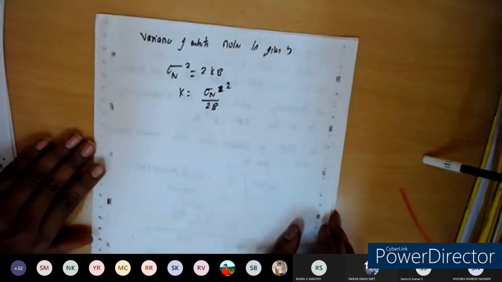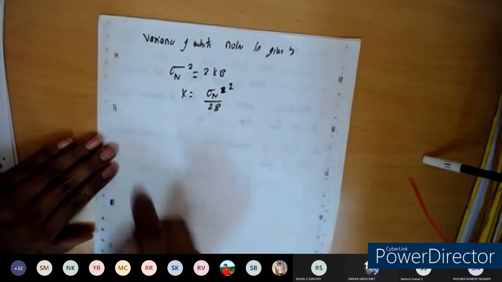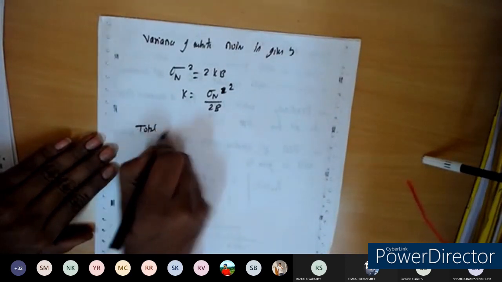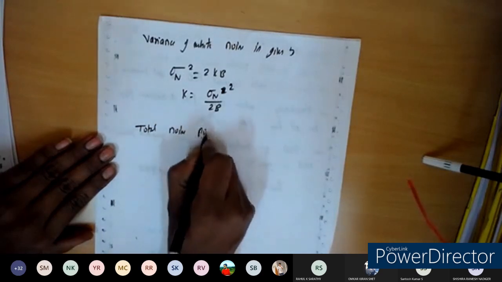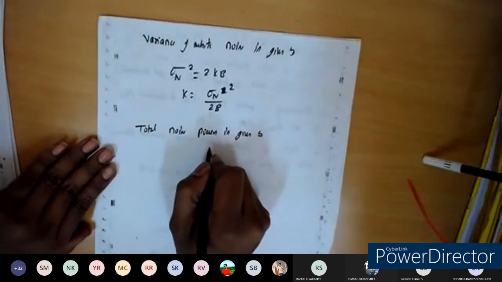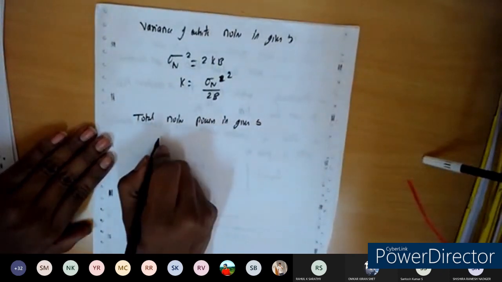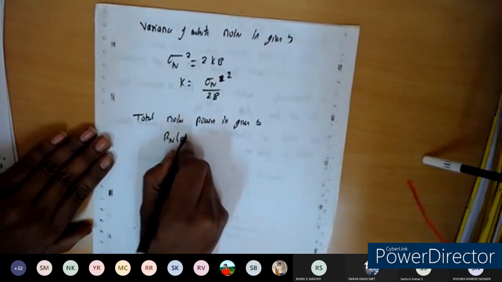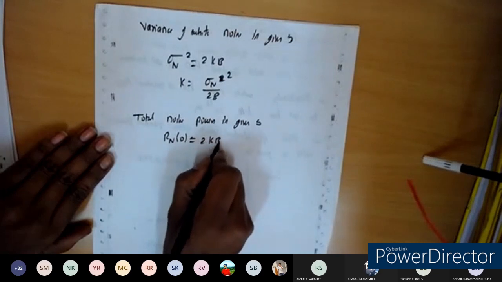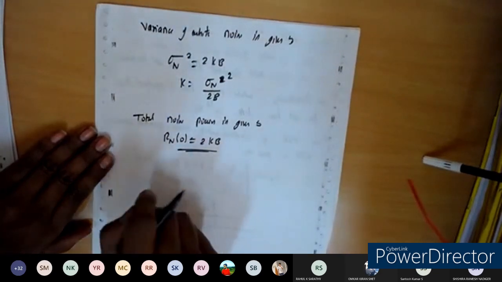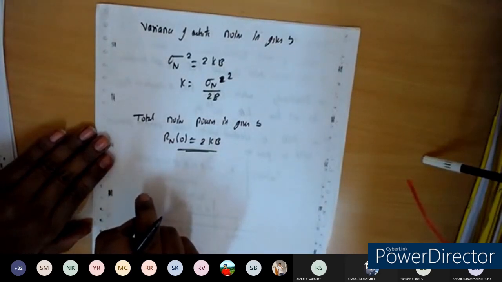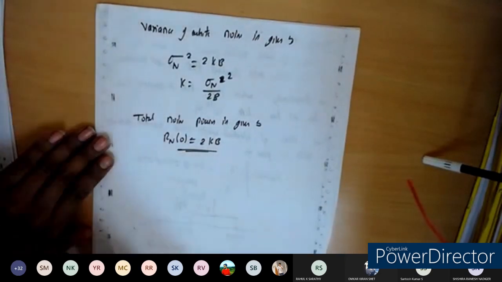Take the next line: the total noise power. The total noise power is given by the autocorrelation function at omega equal to 0, which will be equal to 2 into k into b, 2kb. So this is the total noise power. Usually this will be considered the same as the variance.